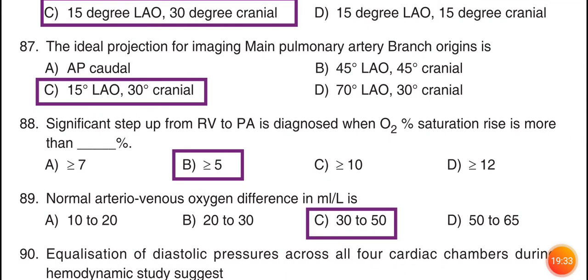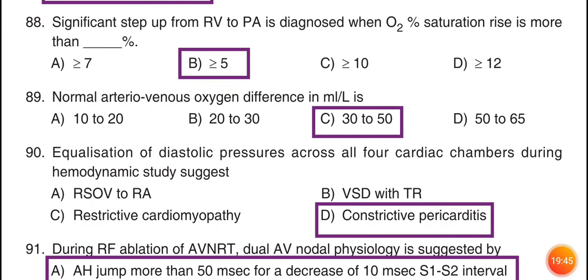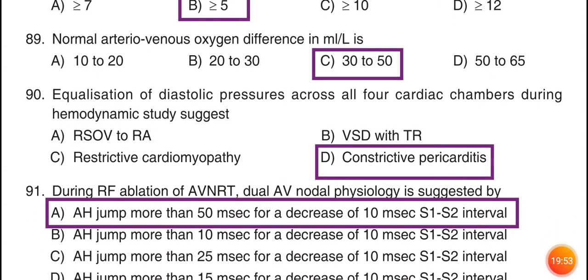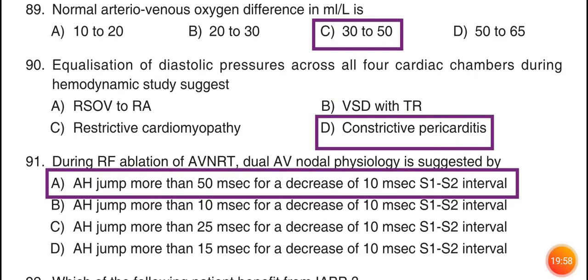88. Significant step-up from RV to PA is diagnosed when O2 percentage of saturation rise is more than dash percentage. Option B, greater than or equal to 5. 89. Normal arteriovenous oxygen difference in mL per liter is option C, 30 to 50. 90. Equalization of diastolic pressures across all 4 cardiac chambers during hemodynamic study suggests option D, constrictive pericarditis.